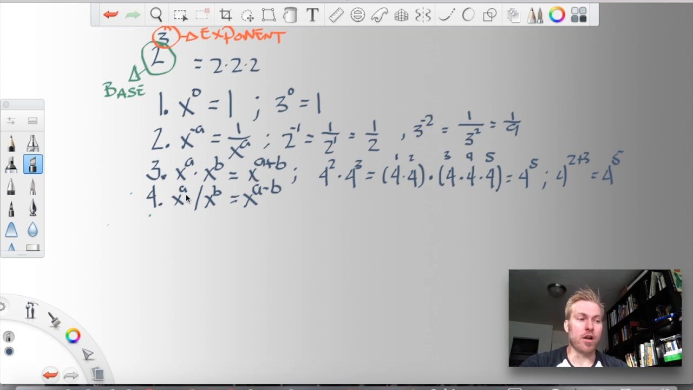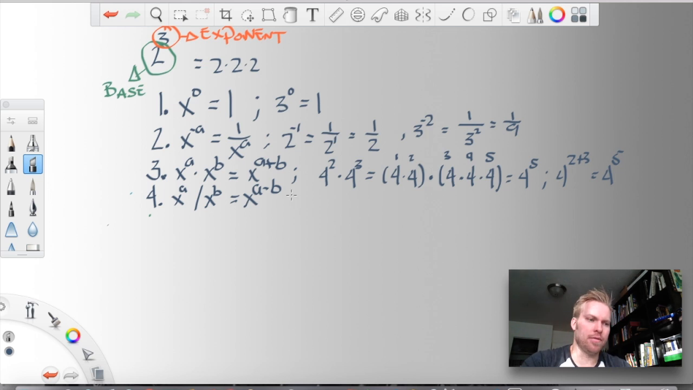So the exponent in the numerator becomes the first part of our subtraction. So it's a minus the denominator, which is our b. Okay, and that does matter. Otherwise, you're going to get things that are a little bit off as a result.